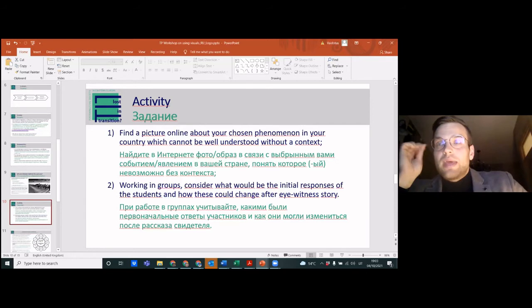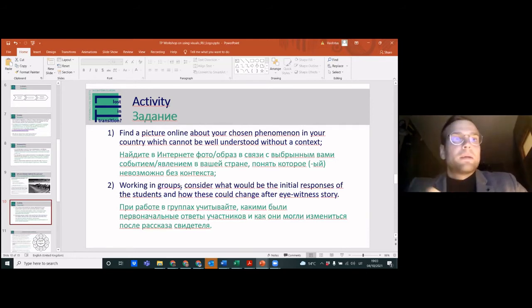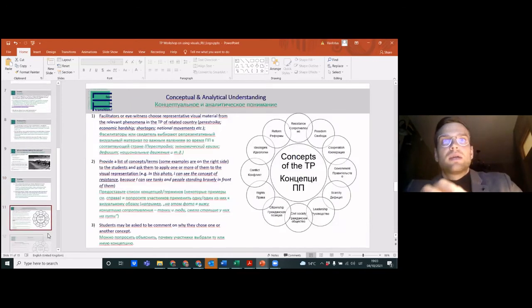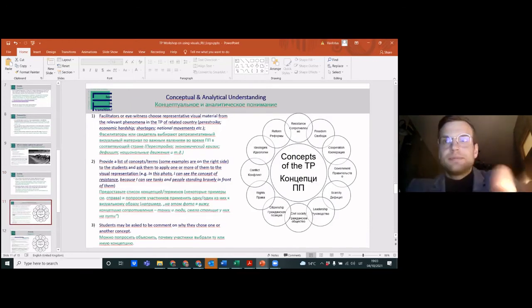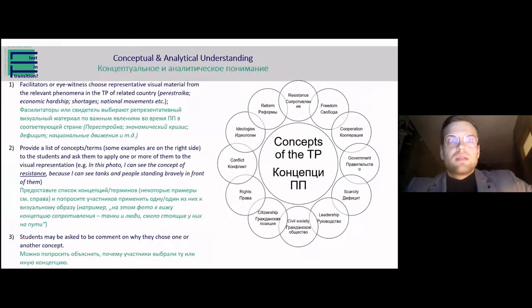We'll go to a more challenging, more advanced method that is called conceptual and analytical understanding. So let's use our seat belts. And we'll start from theory.